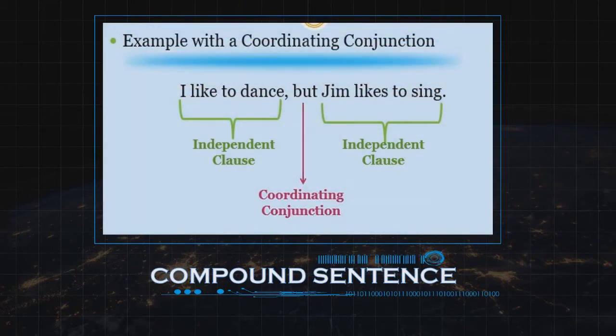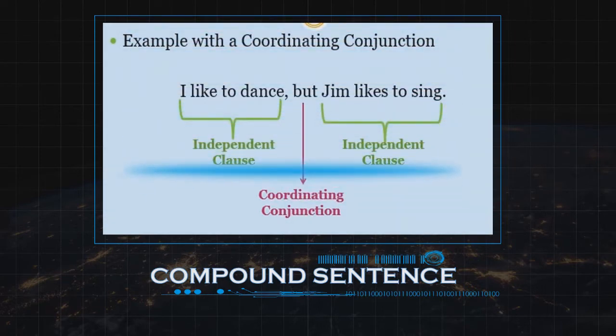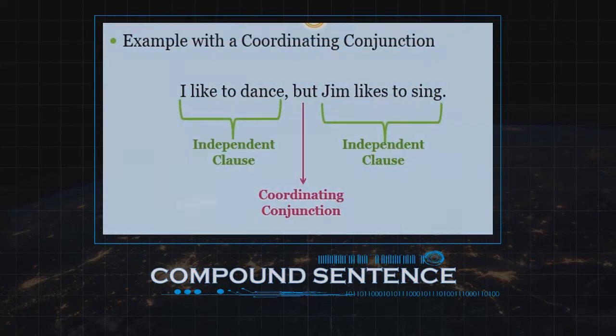First example: I like to dance but Jim likes to sing. As my partner said, that compound sentence is composed of two independent clauses. The first independent clause is I like to dance. Next is Jim likes to sing. And the coordinating conjunction is the word but.